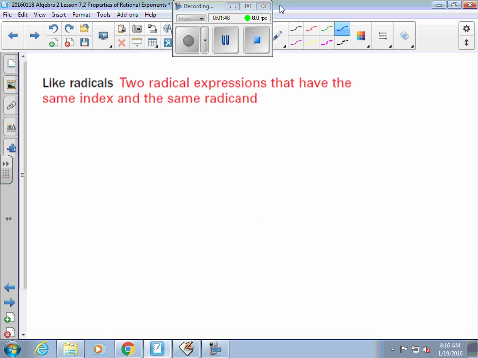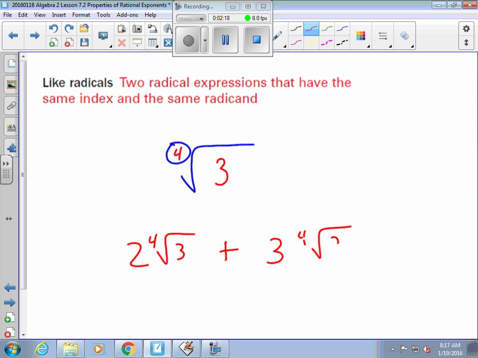Like radicals are two radical expressions that have the same index and same radicand. What that means is, remember, this number is your index, going back to last week. No matter what that number is, if it were 4, that means it's the fourth root. And it has the exact same thing underneath it, like 3. So the fourth root of 3. This would be a like radical. So if you had something that looked like this, 2 times the fourth root of 3, plus 3 times the fourth root of 3, these are considered like radicals.